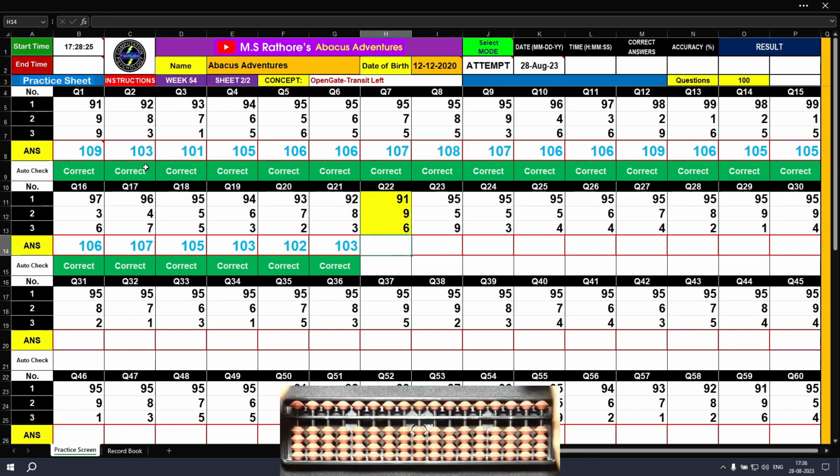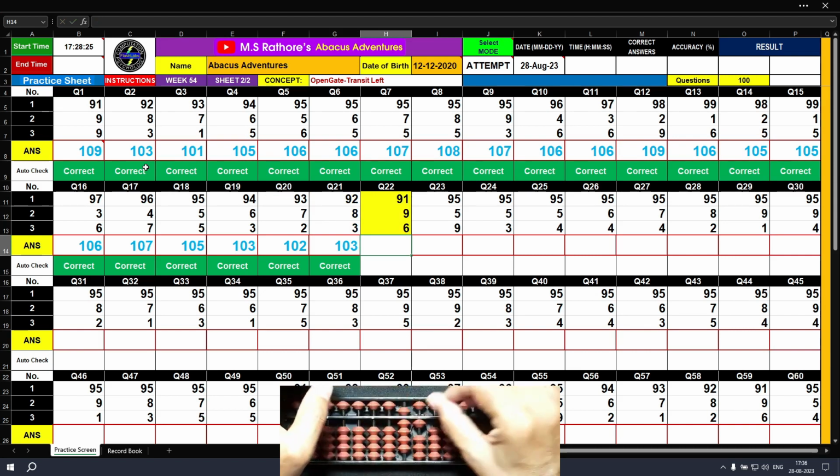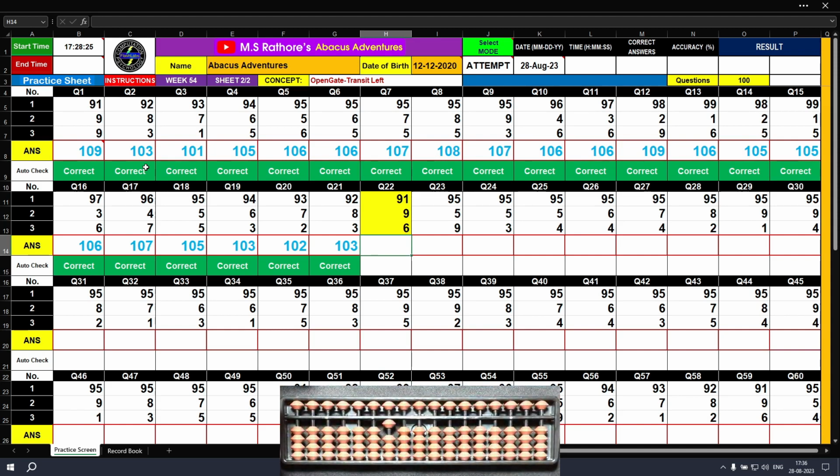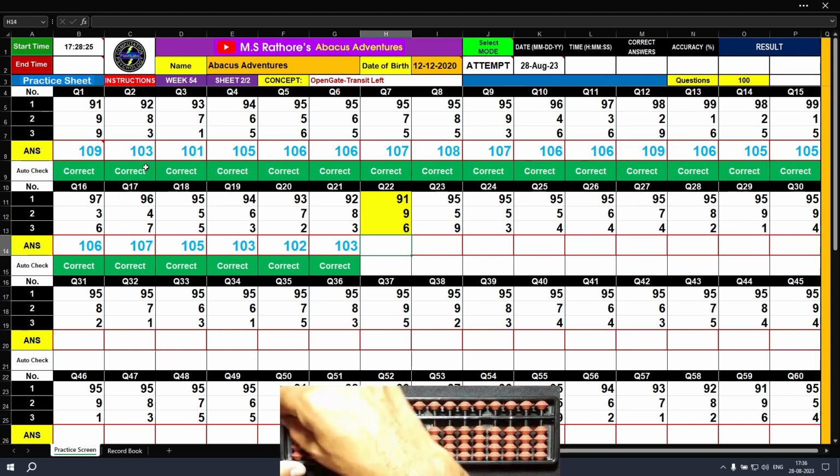Question number 22. Plus 90, plus 1, it's 91. Plus 9 equals minus 1, open the gate, plus 10, the answer is 100. Plus 6, directly the answer is 106.